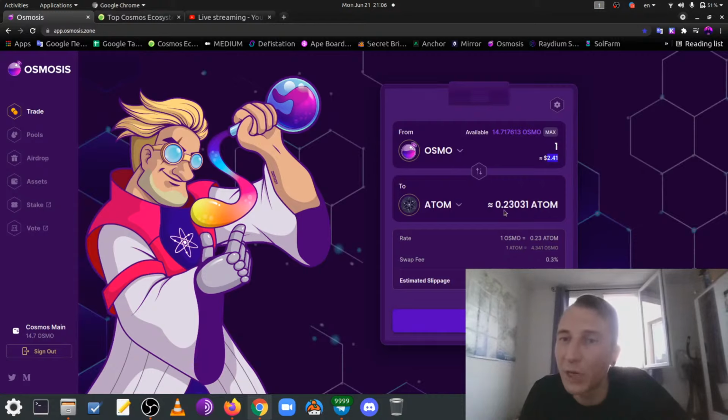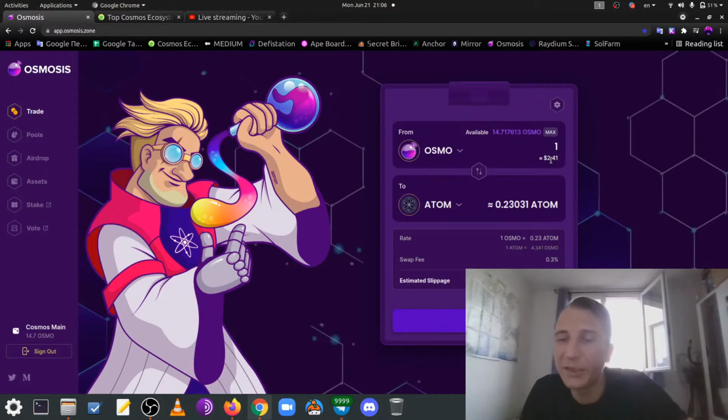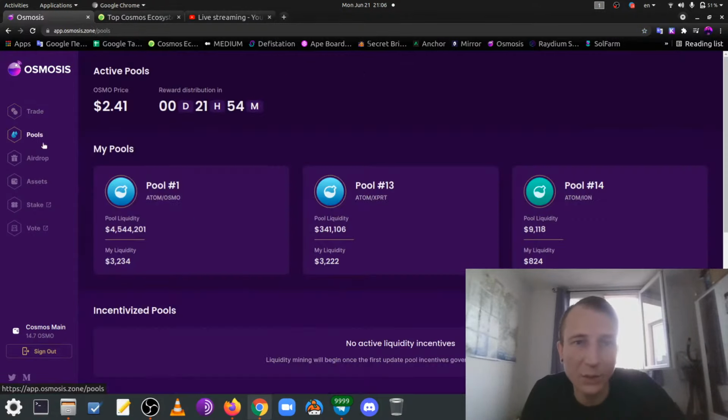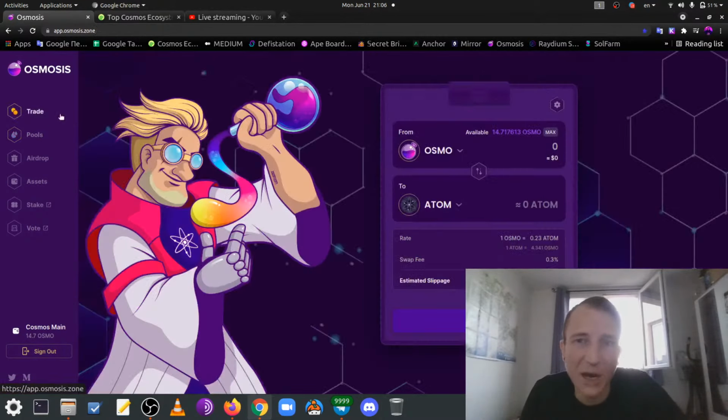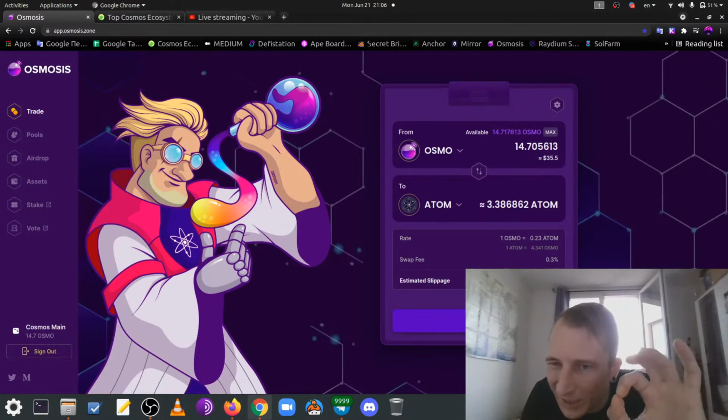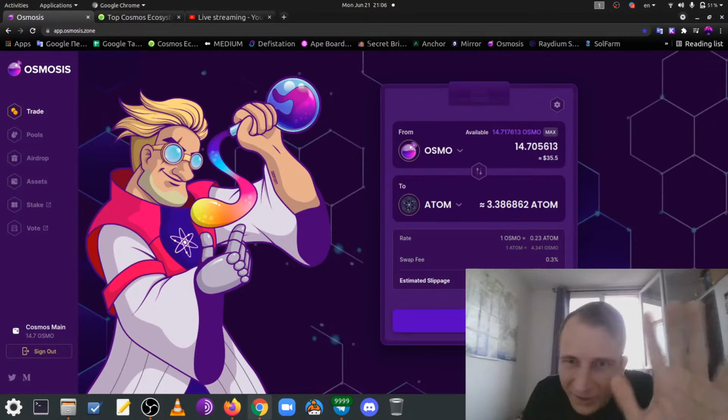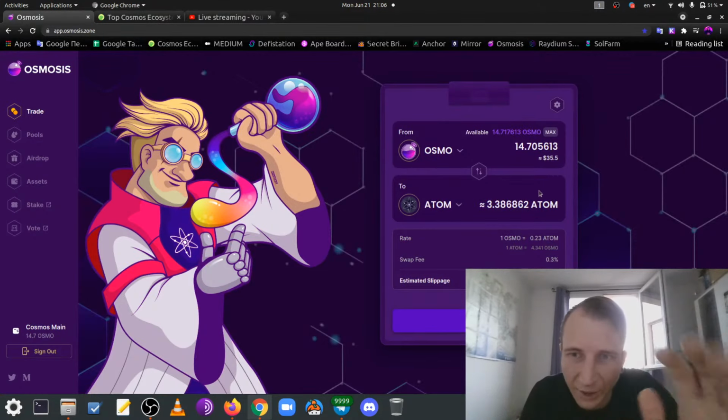and for one Osmo I will get 2.230 Atom, and estimated slippage is 0%, because it's a huge pool, and in this huge pool, as we can see, 4 million, even if I put the maximum of my available Osmo for now, it will be like a 1,000% difference, not serious.